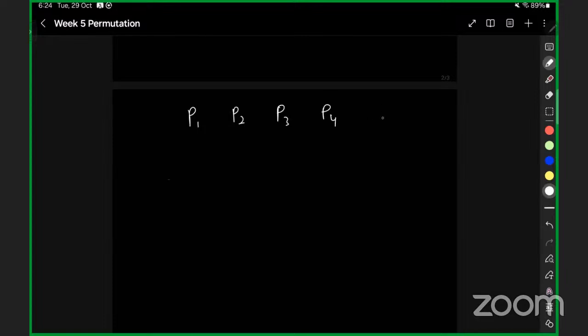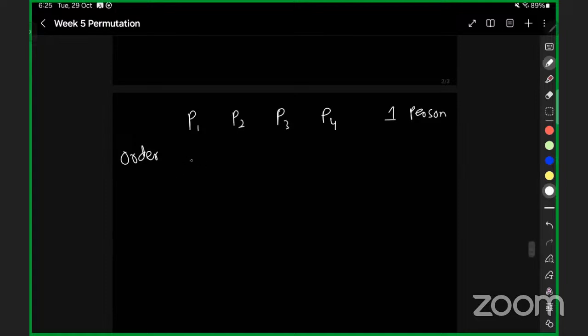But now I was choosing one person, who will win the race. Now if I ask you in what order, so now I'm talking about order. In what order can a race happen? Like who will come first, who will come second, who will come third, and who will come fourth. So it might happen that P1 comes first, then P2 comes second, P3 comes third, and P4 comes fourth.